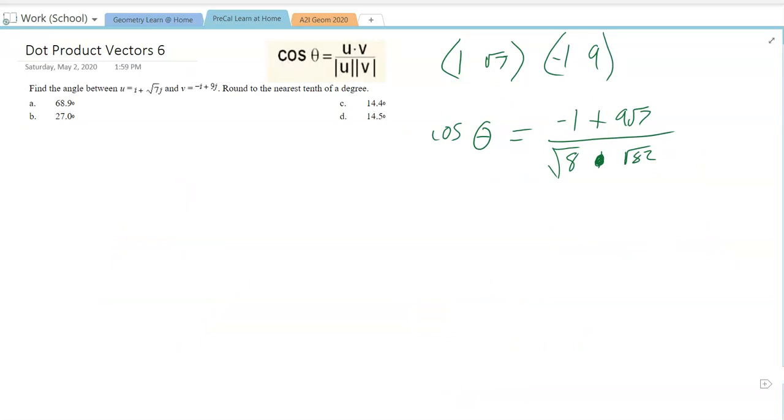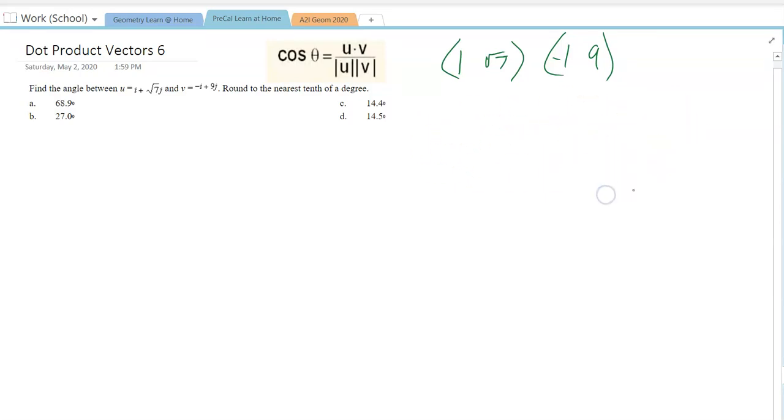All right, for question 6, same thing. We have these written in terms of I and J. In reality, you don't even need to worry about the I and J, as you can see from the notes that I already had on the side over there. This is 1I plus square root of 7J. I can just write it as 1 and square root of 7. And same thing with V, I can write it as negative 1 and positive 9.